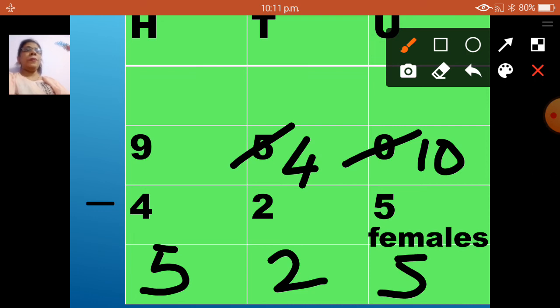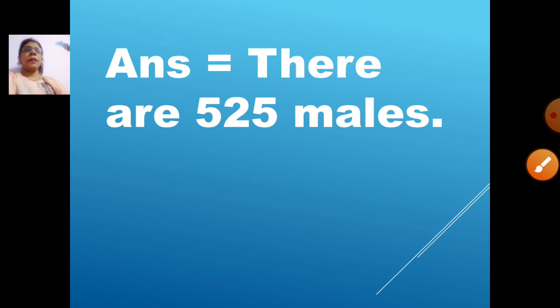525. Okay. So, now what we will do? How will we write the answer? There are 525 males. What will be your answer? There are 525 males. Okay.